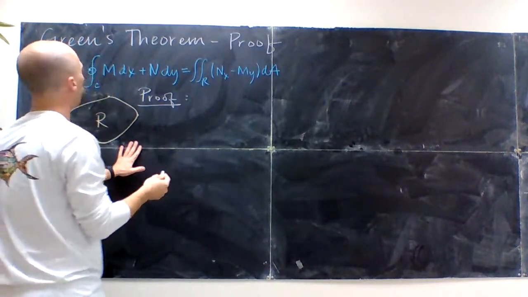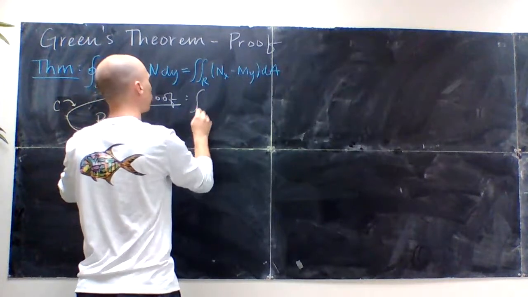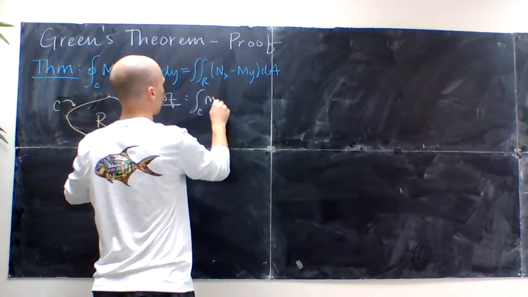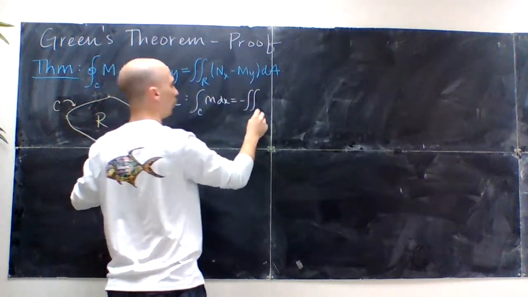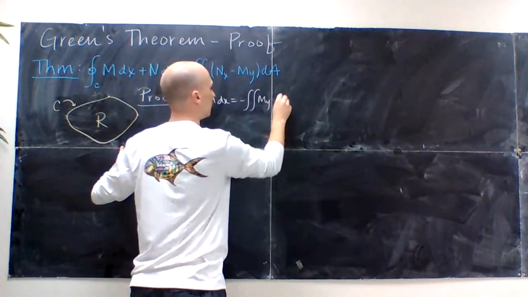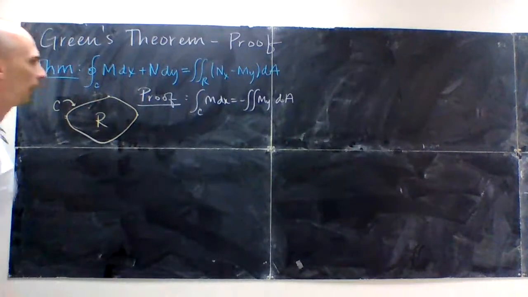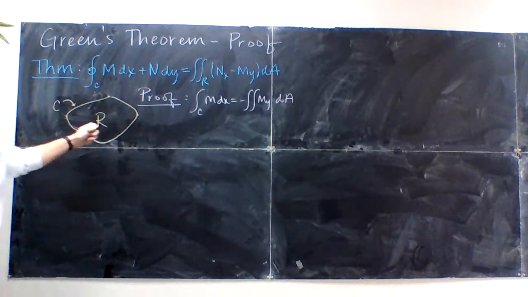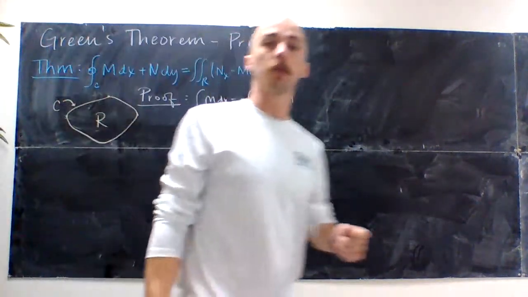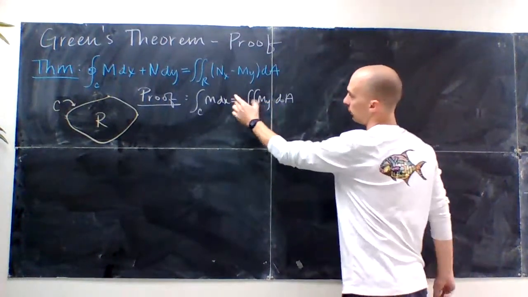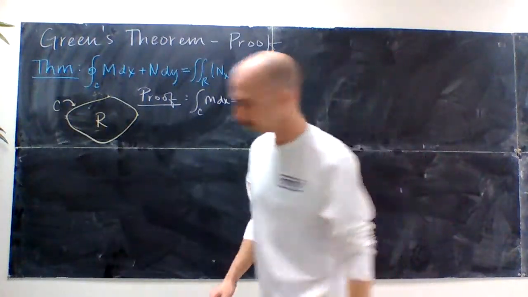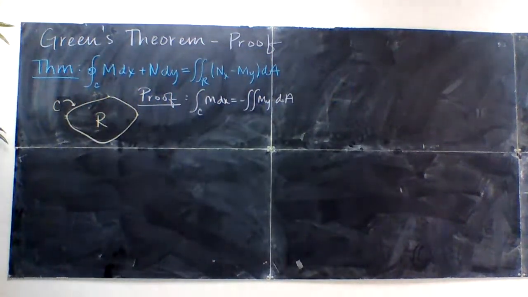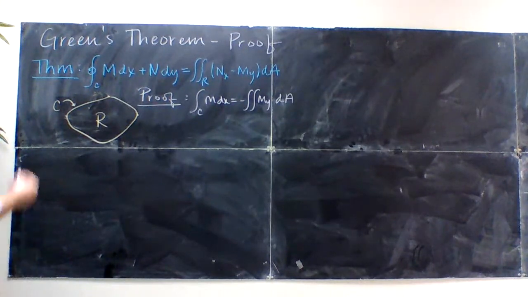Okay, first, I'm hoping to show that the integral over C of M dx is equal to the negative of the double integral of My dA. Okay? And so I'm going to start by parameterizing curve C. What I'm going to do, I'm going to actually work with both of these expressions and show that they're equal to the same thing.